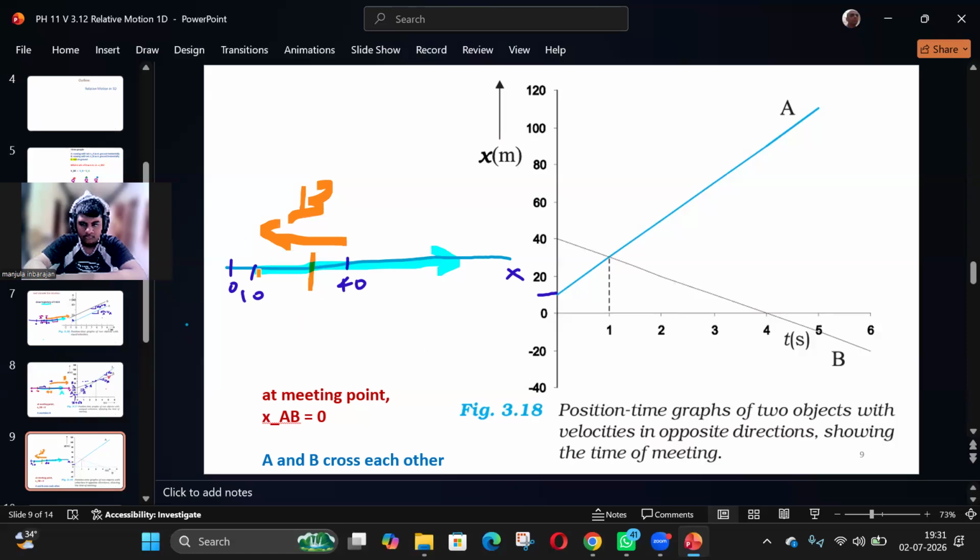So somewhere here they will meet. Right? Because A is starting from here and B is starting from here. So obviously they will cross somewhere. After that, A will go ahead in the right direction. B will go ahead in the left direction. So that meeting point is x equal to approximately 30. Let me make it 30 itself. Okay, so 30 is somewhere here.